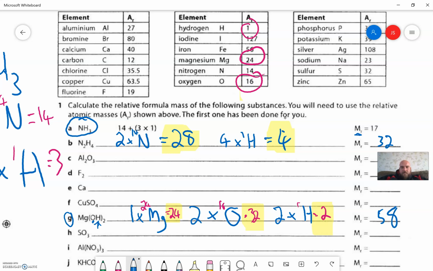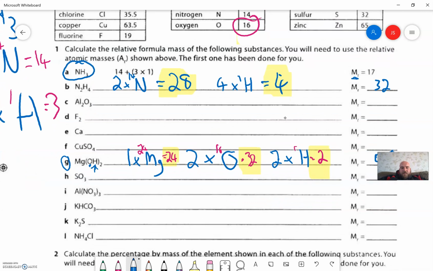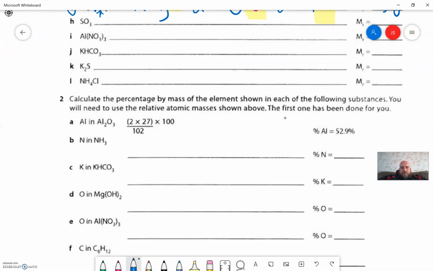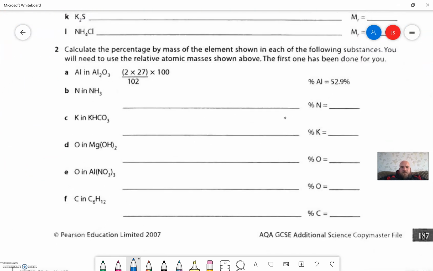Okay, so that's what you need to do with that first activity. The second part is a little bit trickier. It's about working out the MRs, which is the mass of a compound, so all the different atoms in it, their mass numbers added together. Sorry about this error message that keeps popping up. This time we're asked to work out the percentage of a particular element in the following substances. So it's the same thing again, and you need to work out the MR first.